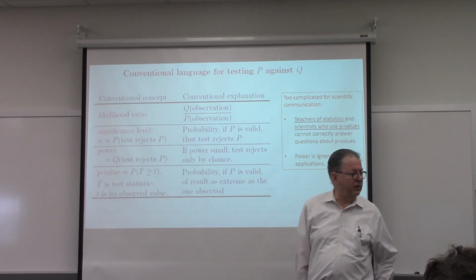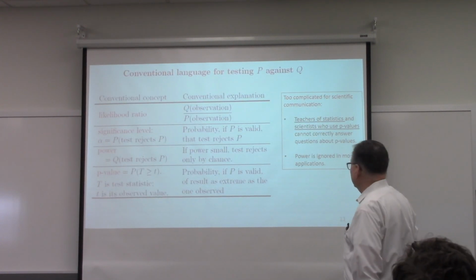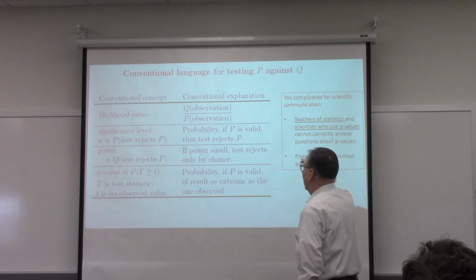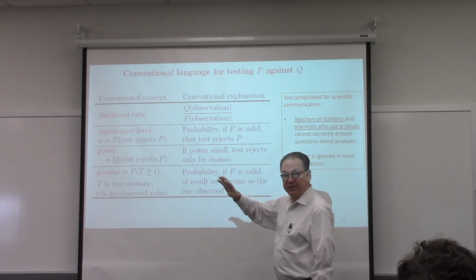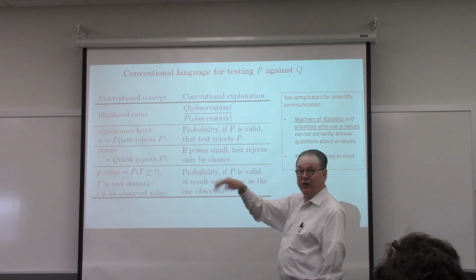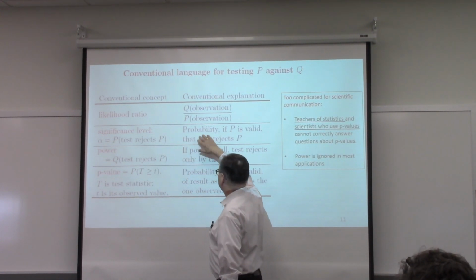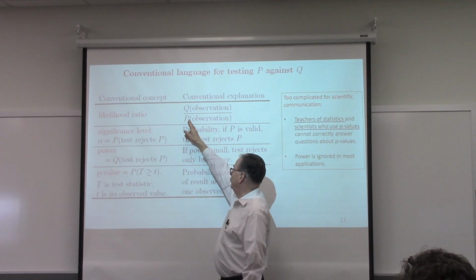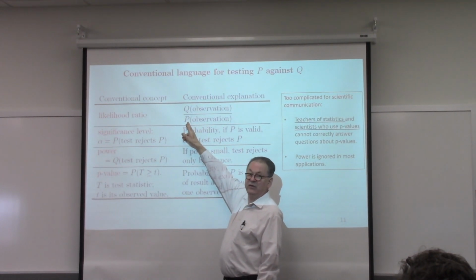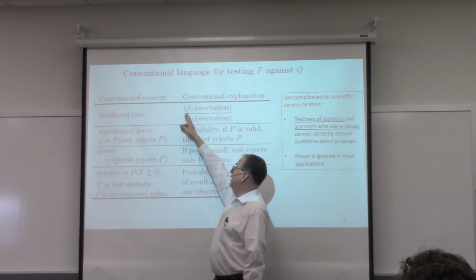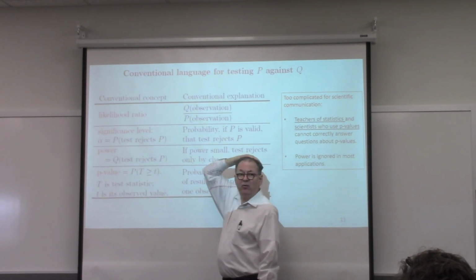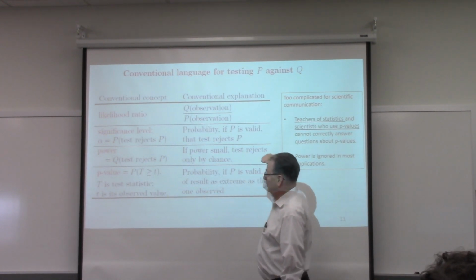So here are the usual ideas that people in non-Bayesian frequentist statistics use. The usual ideas are, first, the likelihood ratio. That's the probability that... I'm testing P. P is your probability, I'm testing it. I might have an alternative Q. That ratio is called the likelihood ratio.